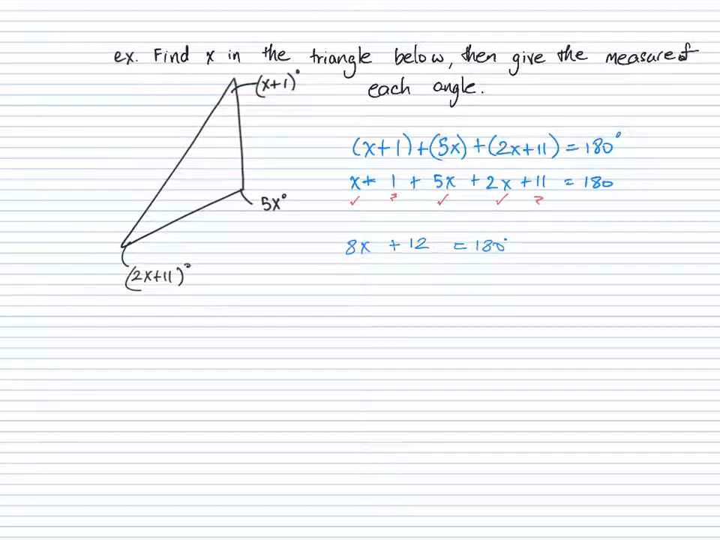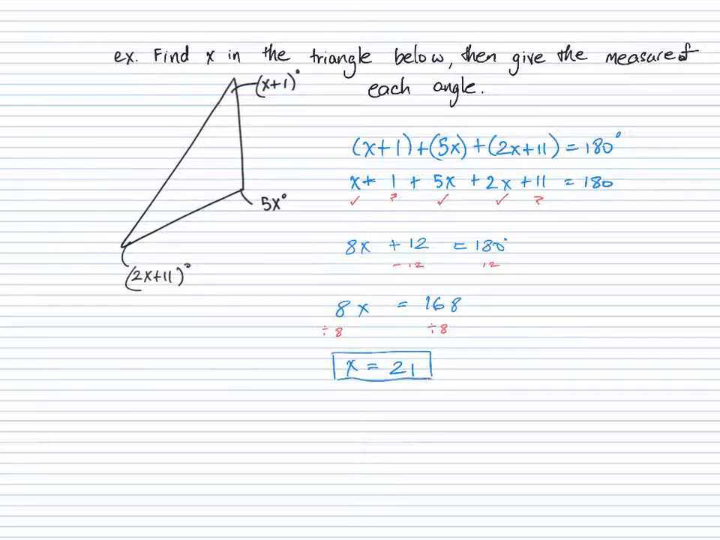Now we would like to solve for x. So in order to do that, we have to go ahead and take 12 from each side, and we'll get that 8x is equal to 168. And now we can go ahead and do the opposite of multiplying by 8, which is dividing by 8. Whatever we do to one side, we do to the other. And so we get here that x is equal to 21. And that's the value of x.